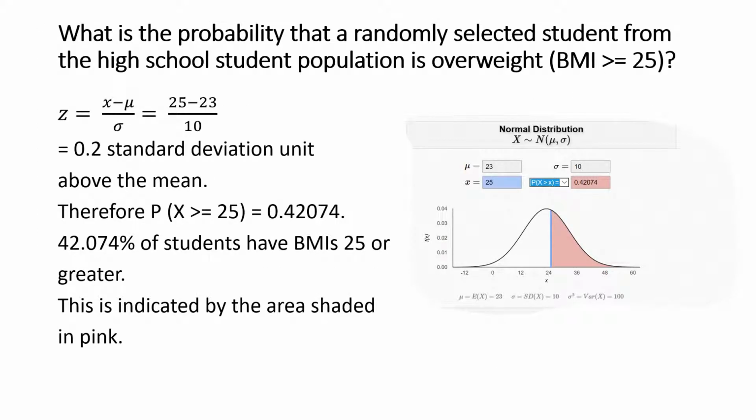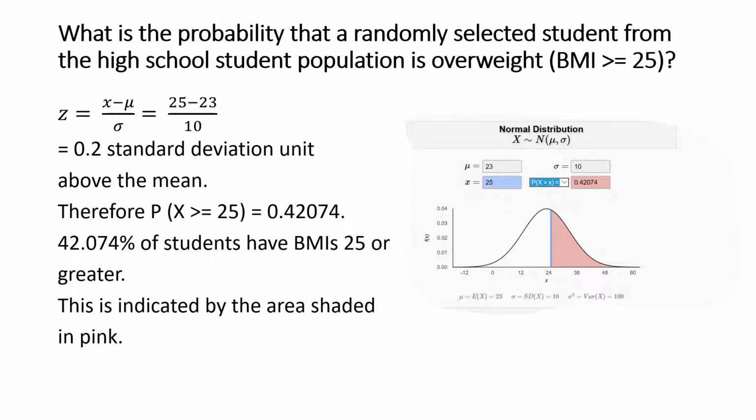We want to assess the probability that a randomly selected student from the high school student population is overweight, meaning that they have BMIs 25 or greater. So we apply the z-score formula here. And we subtract 23 from 25, because 23 is the mean BMI for the high school student population, and we divide that by 10. 10 is the standard deviation for BMI for that high school student population. And we get 0.2 standard deviation unit above the mean.